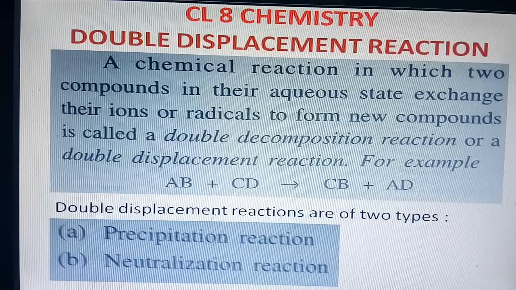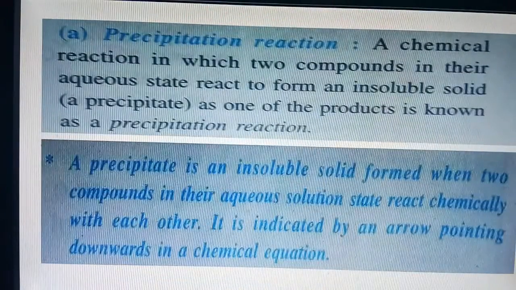Now double displacement reactions are of two types. They are precipitation reaction and neutralization reaction. So we'll come to know what is precipitation reaction, and what is neutralization reaction also. Now precipitation reaction: a chemical reaction in which two compounds in their aqueous state react to form an insoluble solid, or precipitate, as one of the products is known as a precipitation reaction. So precipitation reaction is also a double displacement reaction or double decomposition reaction.